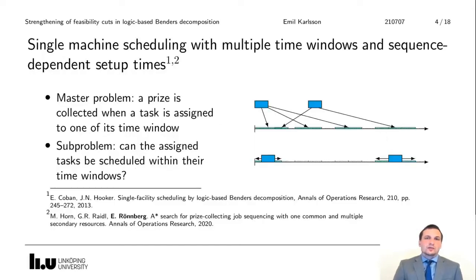The first problem that we test on is called single machine scheduling with multiple time windows and sequence dependent setup times. For this problem, there is a known decomposition where the master problem is about collecting prices from assigning tasks. So a price is collected when a task is assigned to one of its time windows. The subproblem then becomes, can the assigned tasks be scheduled within their time windows?